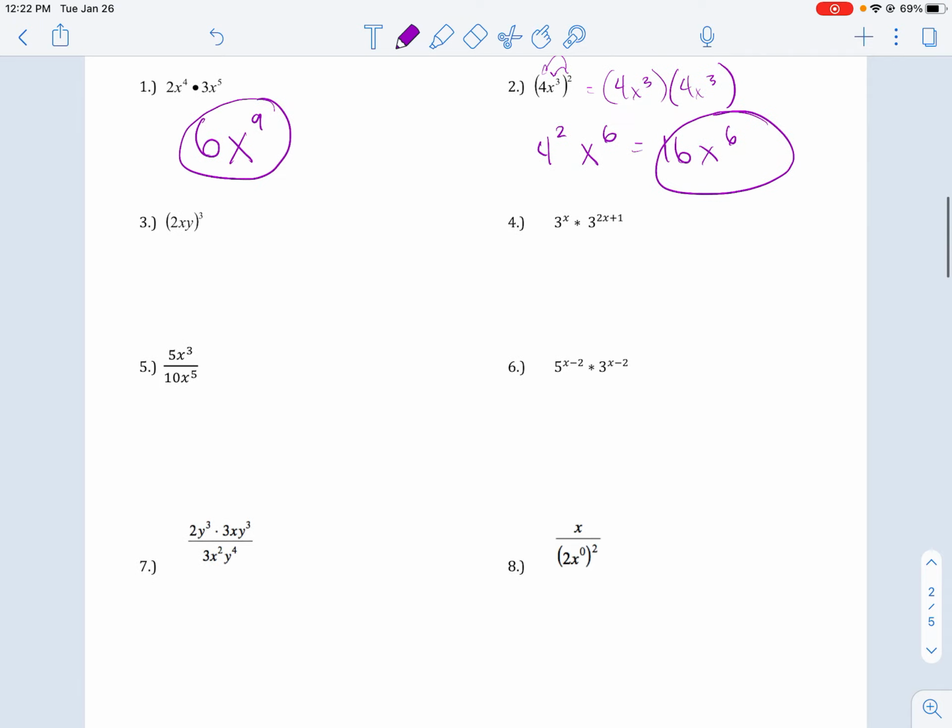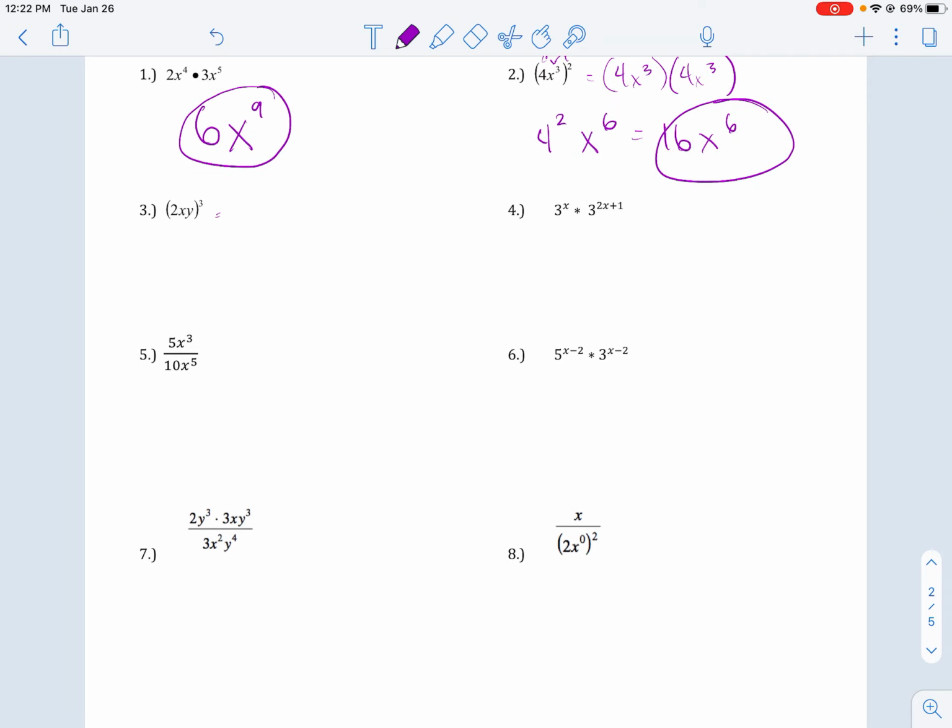Take a look at number 3. This guy here is actually 2xy, 2xy, 2xy. Now, I'm not going to ask you to do that every time, and I think that's a little redundant in the sense that you shouldn't have to. So it's going to be 2 cubed, x cubed, y cubed, and then 2 cubed is just 8.